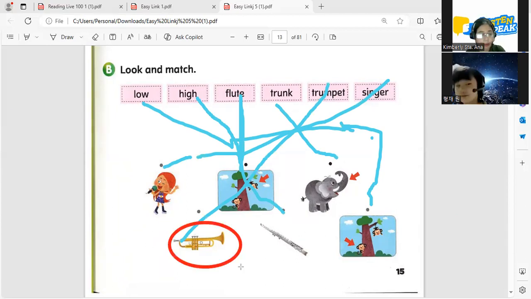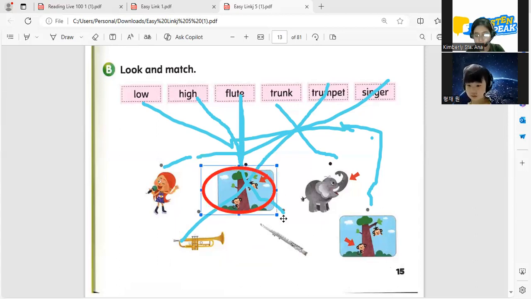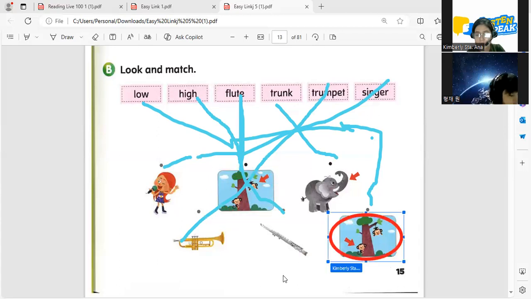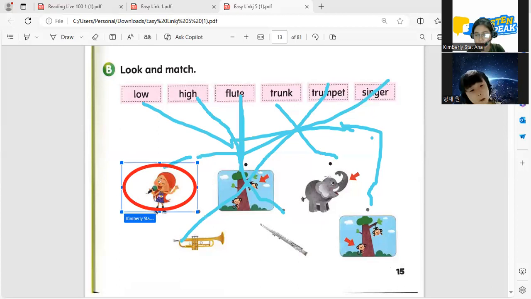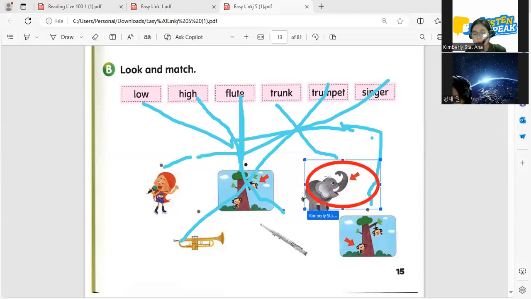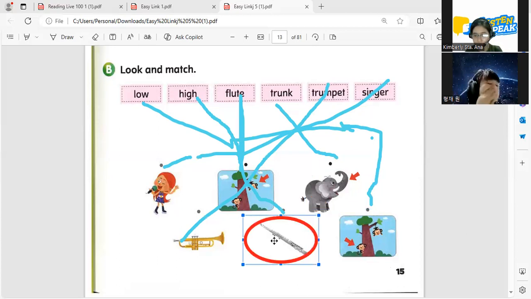What is this? Trumpet. How about this one? High. How about this one? Low. How about this one? Singer. What about this one? What is this? Trunk. And this one? Flute. There you go. You got it all correct, Tori.